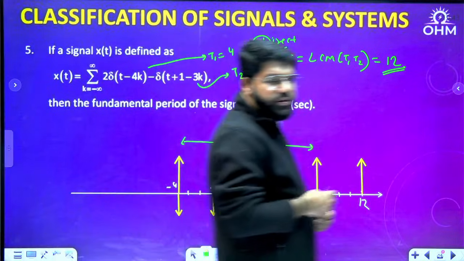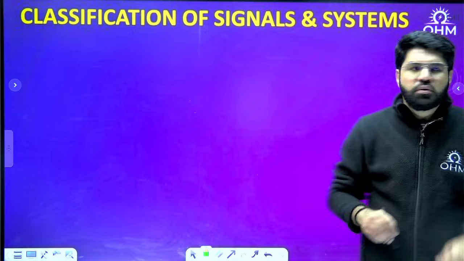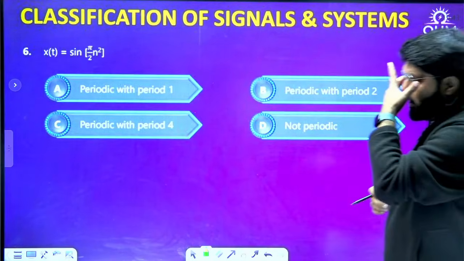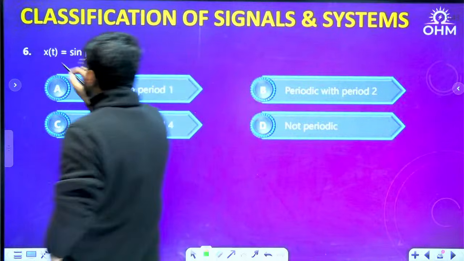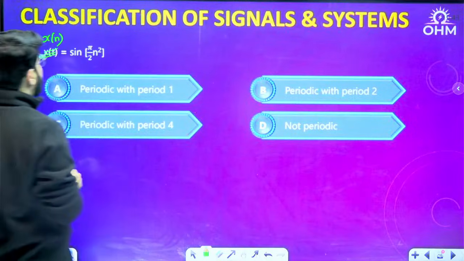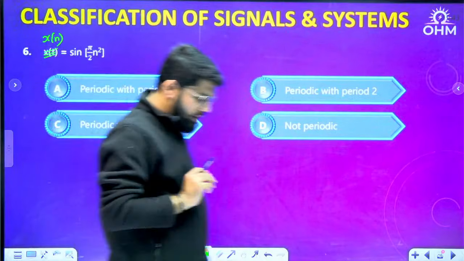All right. Next question. Moving ahead to the next question. Okay. Now the signal. Sorry, this is not x(t). This is x[n]. The signal, discrete time signal, sine of pi by 2 n square.